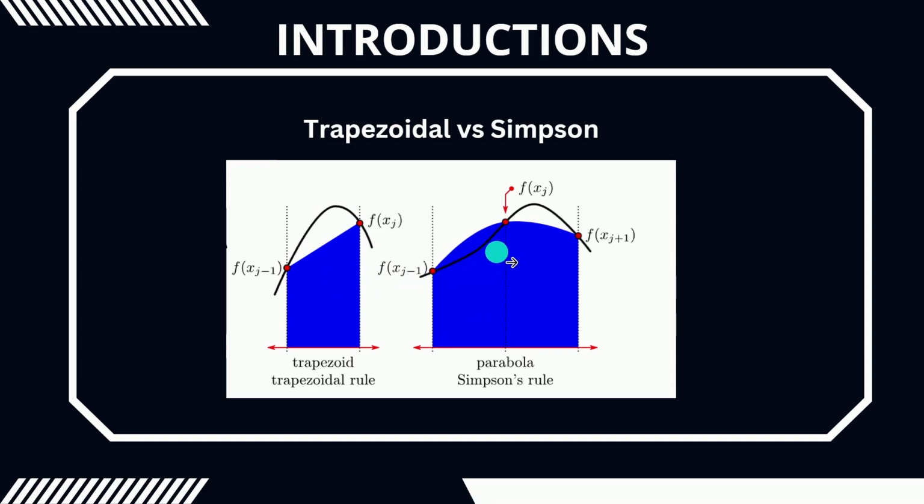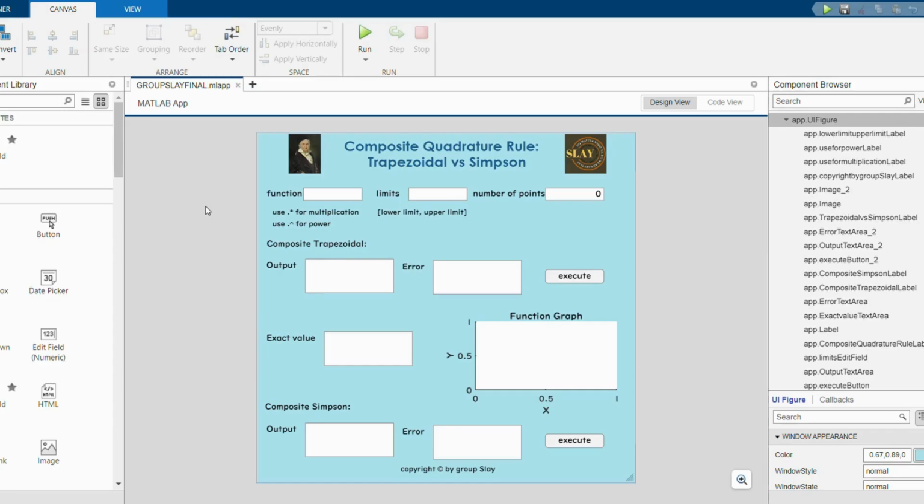For Simpson's, this method takes a slightly different approach. Instead of dividing the curve into trapezoids, we divide it into a series of parabolic segments and then assume that the curve is well approximated by these parabolic segments. Now, let's discuss our findings.